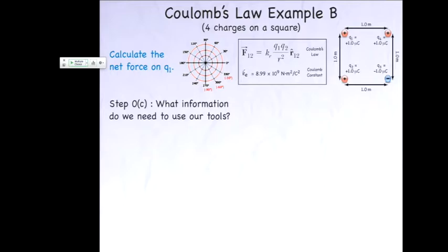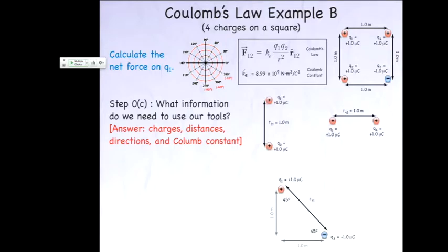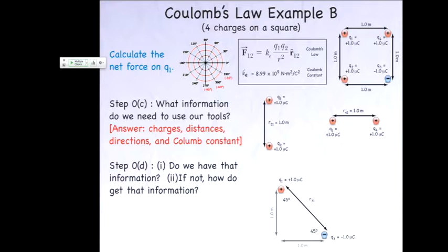So the question is, I need charges, distance, and the Coulomb constant. Do I have all the information? Mostly. They did not give me R. In this diagram, they show me this, but they don't give me this. So we take one step backwards.